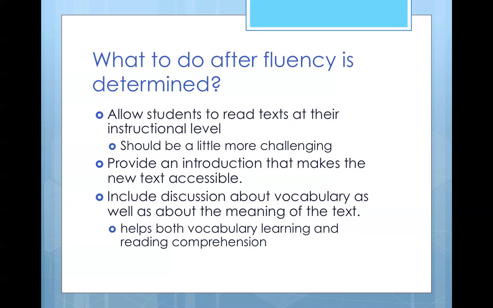Along with reading at an independent reading level, allow the students to read text at their instructional level. These texts should be a little more challenging. Provide an introduction that makes the new text accessible to the student. Include discussion about vocabulary as well as about the meaning of the text. Research has indicated that this helps both with vocabulary learning and reading comprehension.